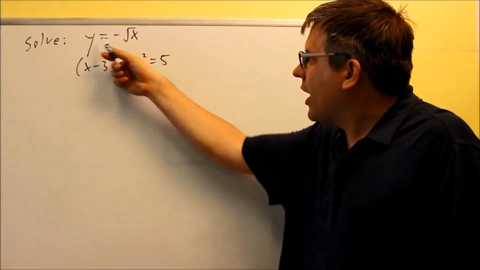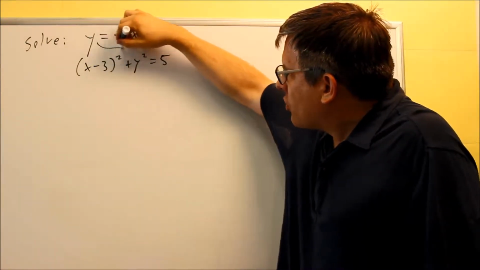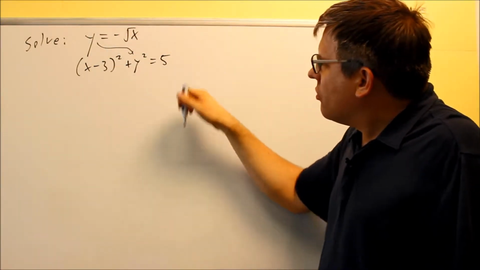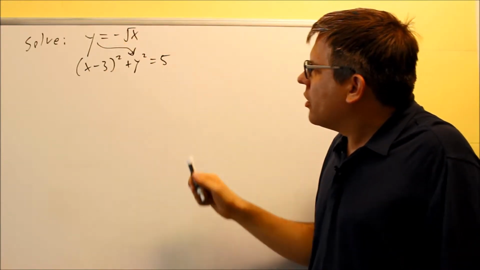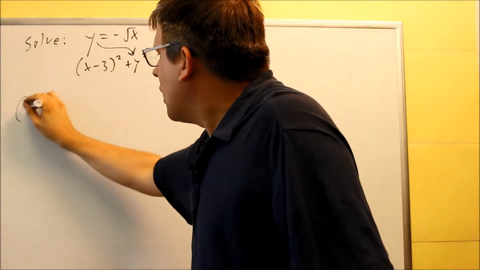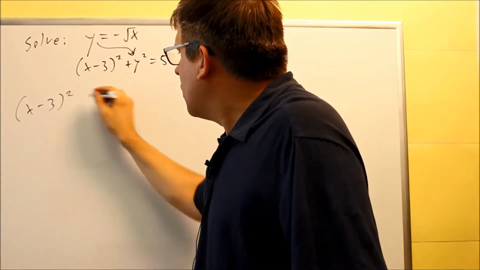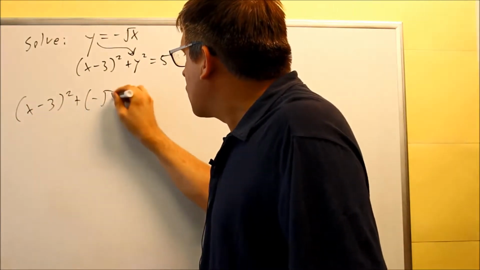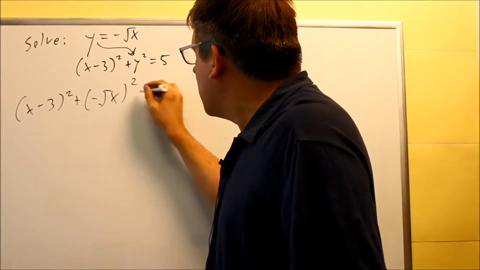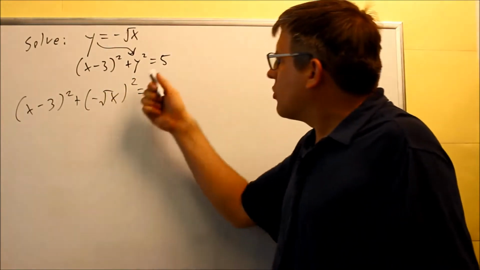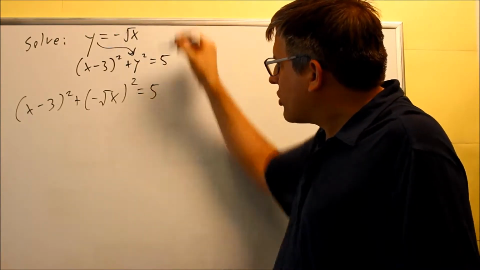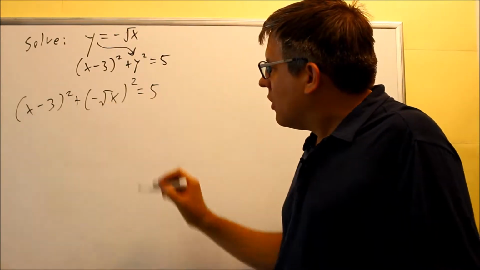We're going to put the y right here. We'll take that and we'll put it into the bottom equation right here. So that y will go directly into that bottom one. So when you do that, you get (x minus 3) squared plus (negative square root of x) squared equals 5. So we did the substitution. Again, we took out the y, replaced it with negative square root of x.